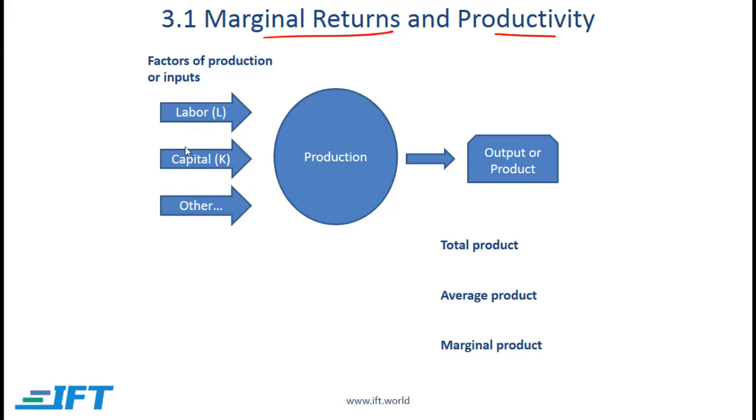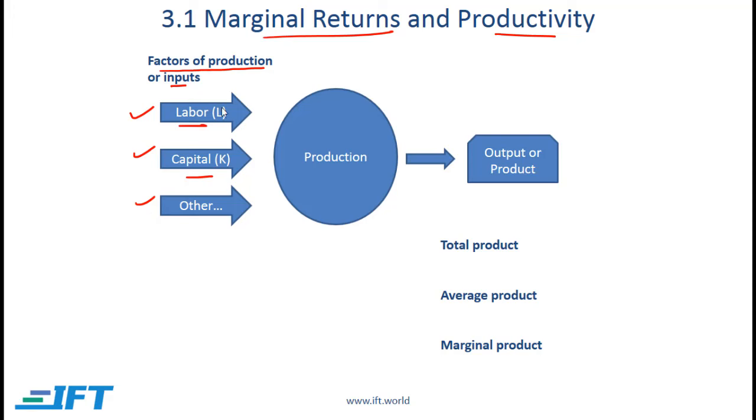Let's start with marginal returns and productivity. The first thing to do here is understand some basic terminology. For any firm or any production process, there need to be some inputs. These inputs are called the factors of production. The two most commonly cited factors of production are labor and capital. Now obviously there can be several other factors of production, but in this reading we'll focus on labor and capital.